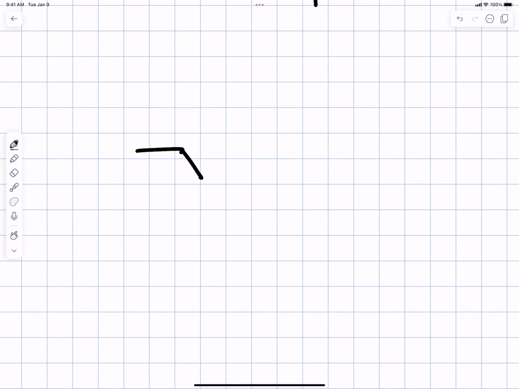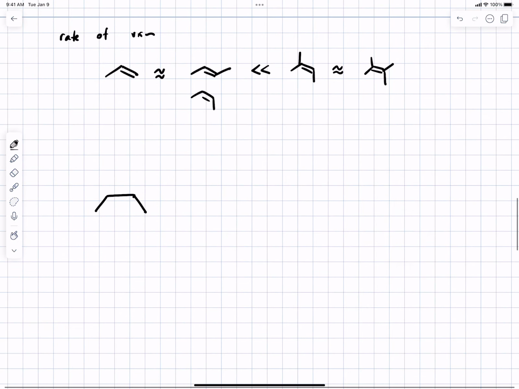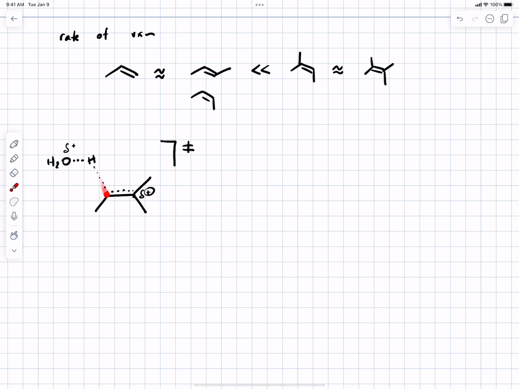Actually, we'll do it with a disubstituted alkene. No, let's just do it with a trisubstituted alkene. Sorry, making different decisions. So that's the transition state, and there's a buildup. There's definitely one of the two carbons that has a bond forming with the hydrogen, and the other one is getting the positive charge.